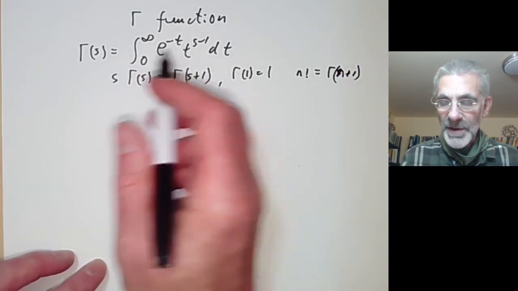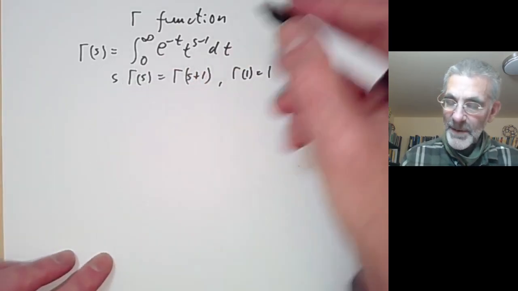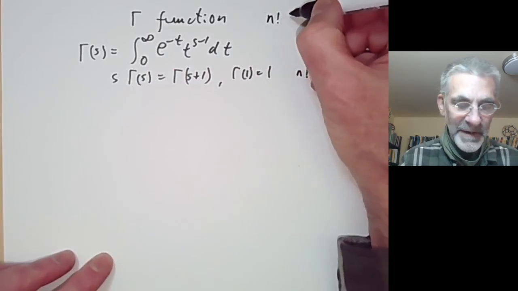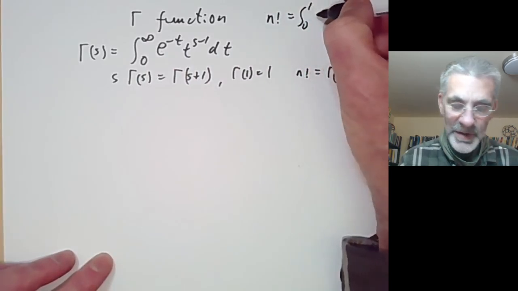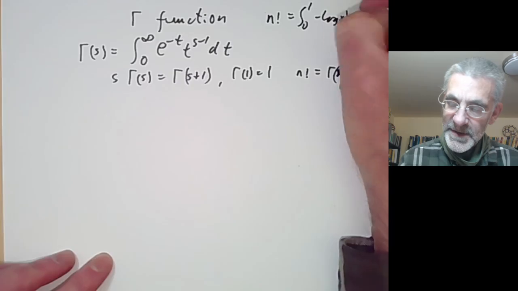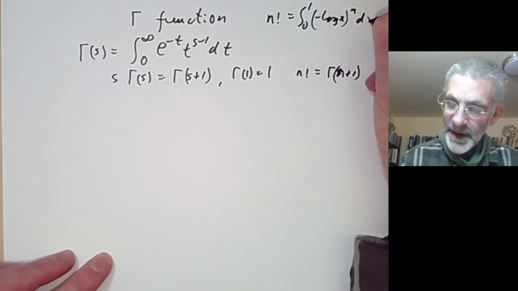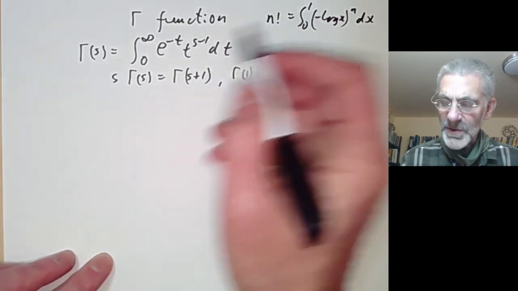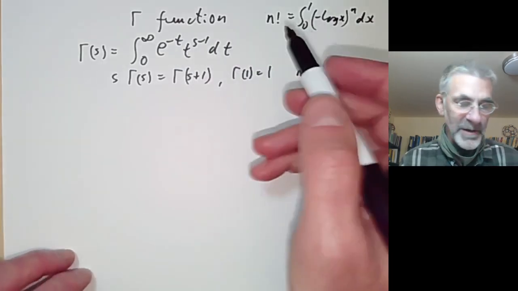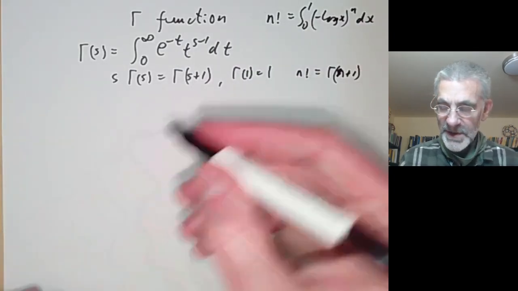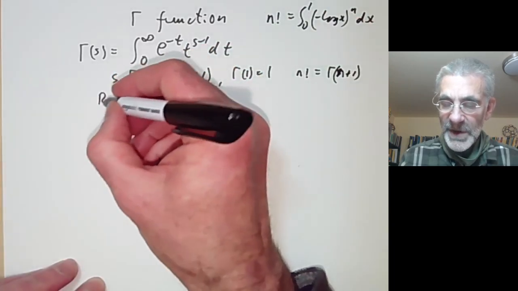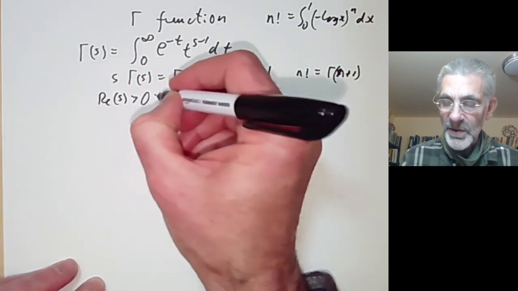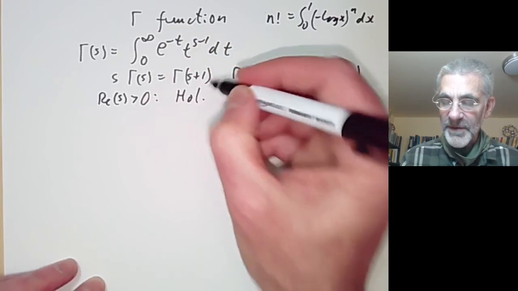Incidentally, this wasn't Euler's first integral defining the gamma function. He actually defined it using n factorial is the integral from 0 to 1 of minus log of x to the n dx. Well, these two integrals are actually equivalent under a change of variable, so they're more or less the same thing. And if the real part of s is greater than 0, this converges to a holomorphic function.